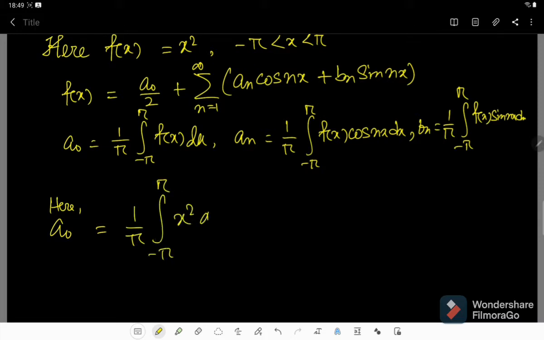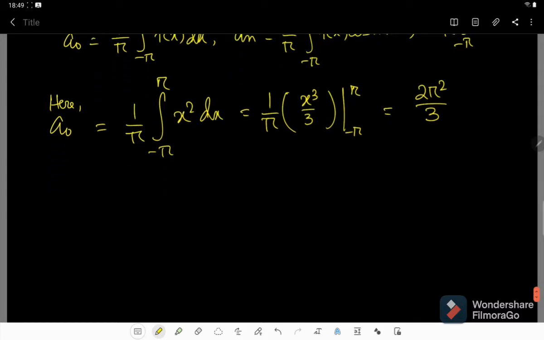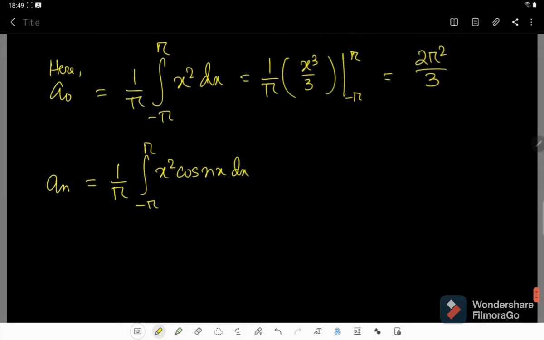f(x) is equal to x square here, so I have to perform this integration, and you can see that x cube by 3, so it will give 2 pi square by 3. So I have found a0. Now let's find an, which is the integral from minus pi to pi, f(x) is x square, so this is an.